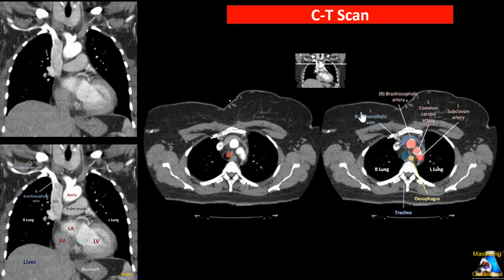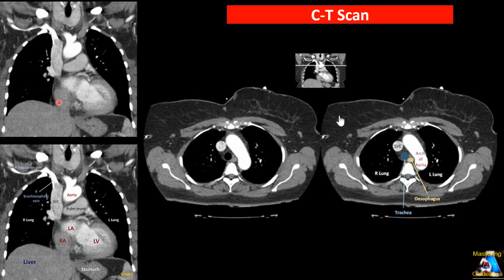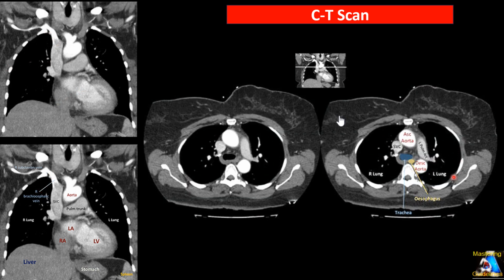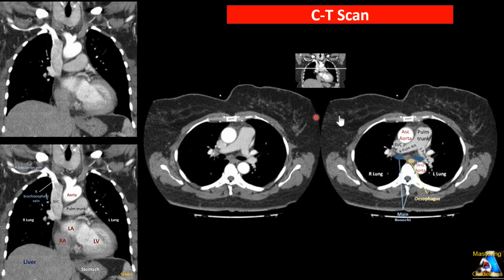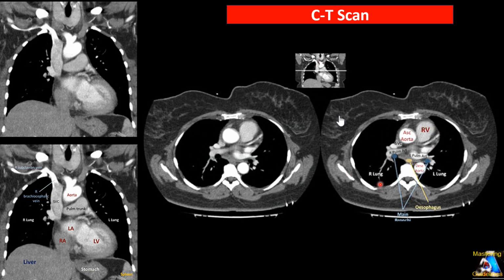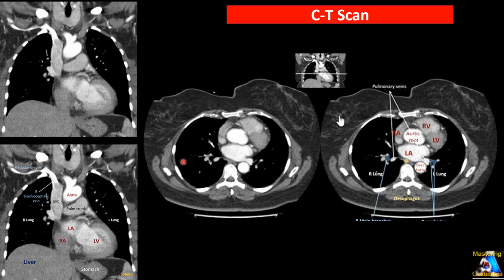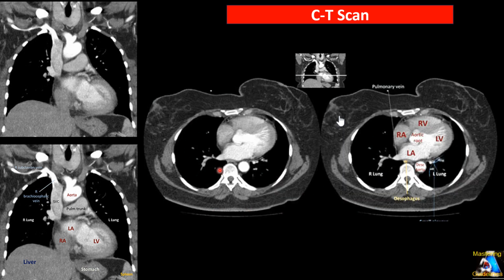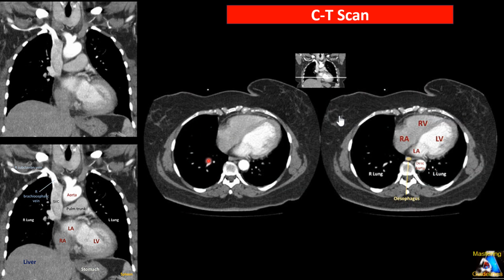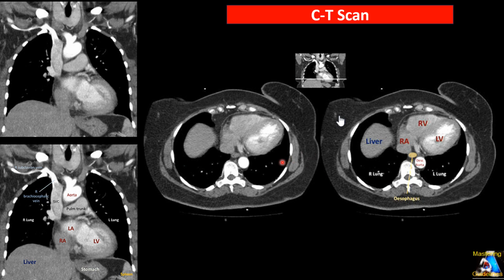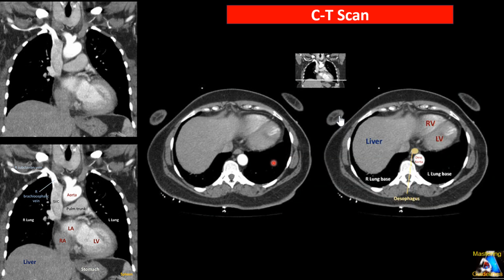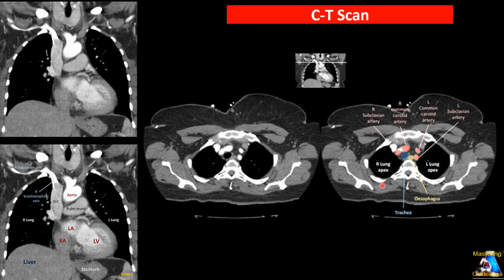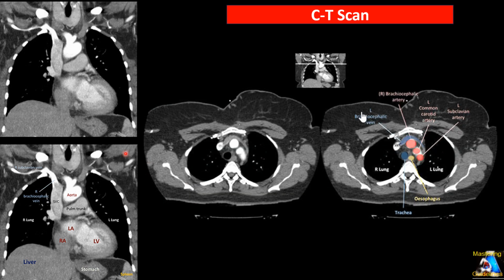Here we have a CT scan, coronal view. Those structures we can see in this cross section, short axis, at different levels. We can move it, and we see those structures. Lung is dark, those vessels are bright, and any other bright structure we can see in the lung field is abnormal.